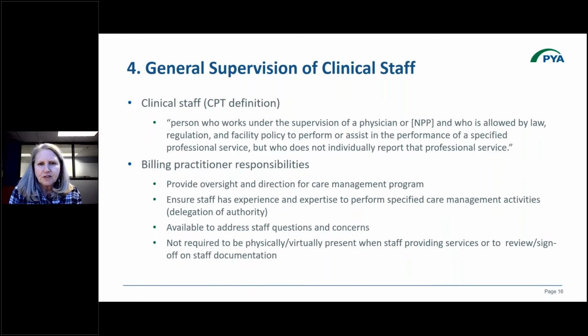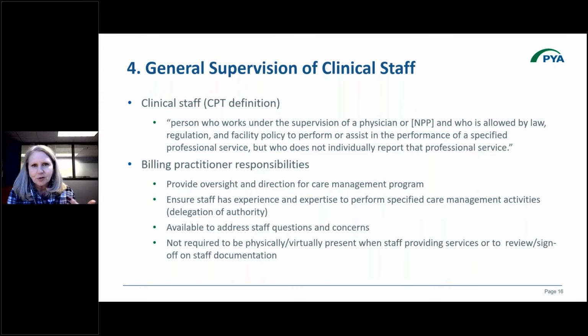Fourth up, let's talk about general supervision of clinical staff. And I've made reference to that term several times. First, start with who's clinical staff for purposes of these services. CMS refers us to the CPT codebook definition of clinical staff here, which is an individual who works under the supervision of a physician and has been allowed by law or regulation or facility policy to furnish certain services, but they themselves do not report for those professional services.